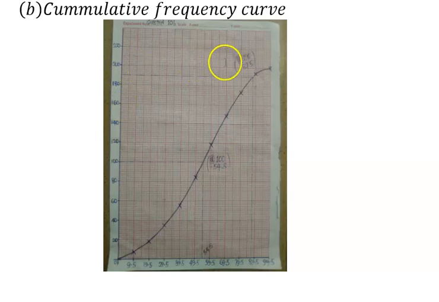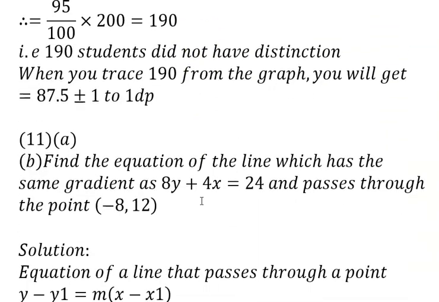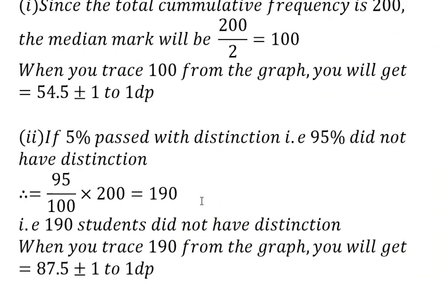This is 190. You trace it here and down, you have 87.5. You know it's a graph, so you just have plus or minus 1. That is that for that.